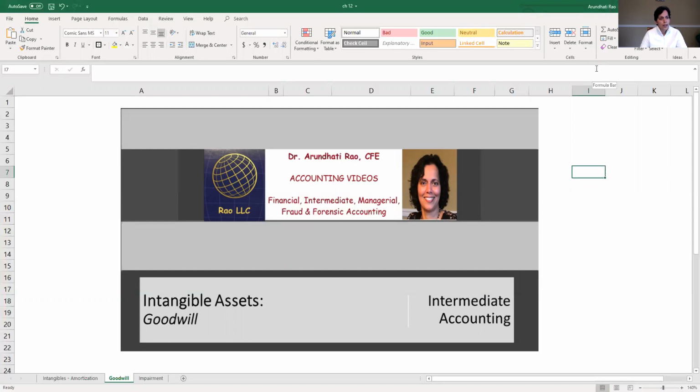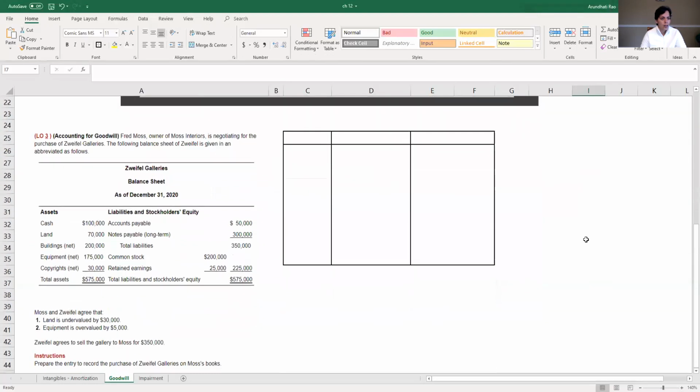So let's first do an exercise where we identify how much goodwill should be debited in our books. That is, we are the company who is buying the other company. Let's look at a quick example. Fred Moss, owner of Moss Interiors, is negotiating for the purchase of a gallery. The following balance sheet of this gallery is given. They've told us this company has the following assets: cash, land, buildings, equipment, copyrights. Liabilities are accounts payable and notes payable. And then they have equity. We're not concerned with equity.